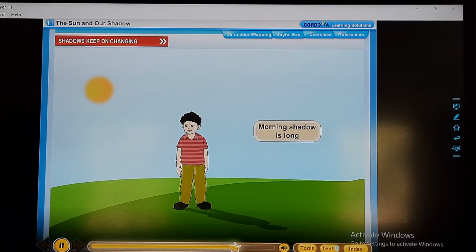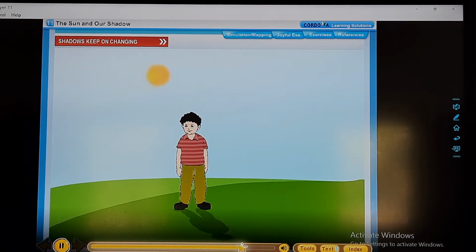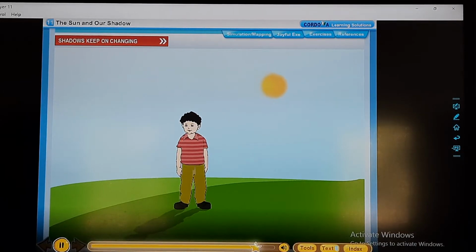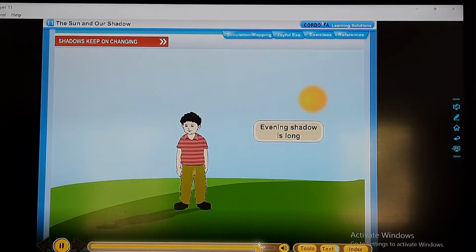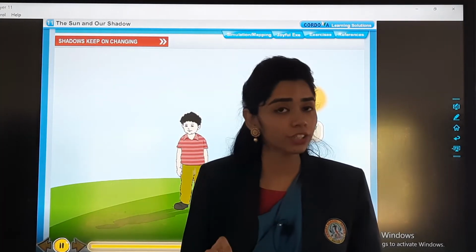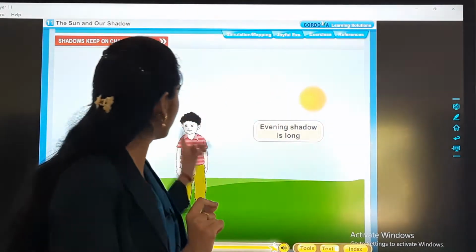In the morning, when the sun has just risen, our shadow is long. The length of our shadow goes on decreasing till noon. When the sun is right on top of our head at noon, our shadow is the shortest. The length of our shadow goes on increasing till evening. In the evening, when the sun is setting down, our shadow is long. Length and direction of shadow depend upon the position of the sun in the sky. Okay, so very important. Length and direction of the shadow depends on the sun.